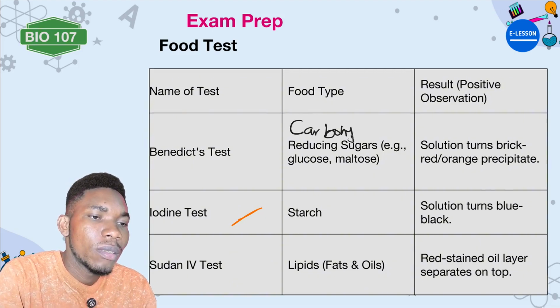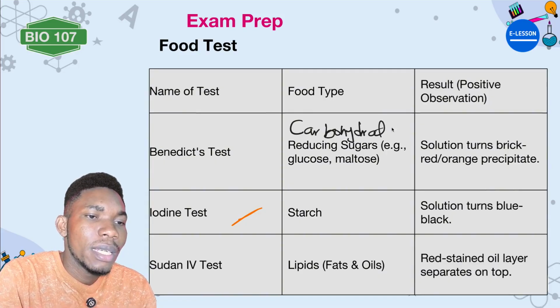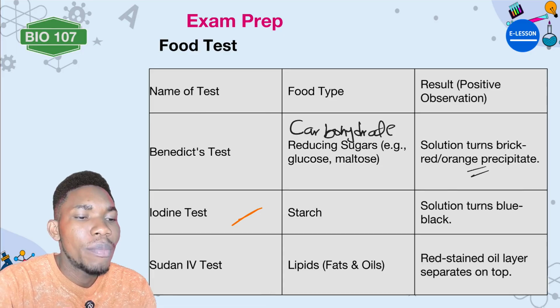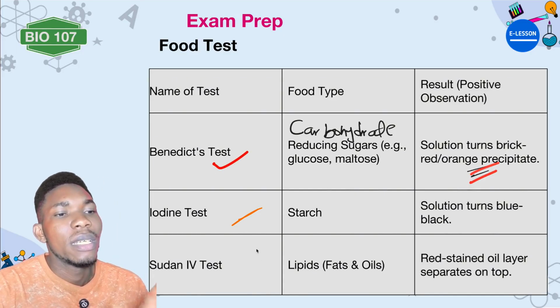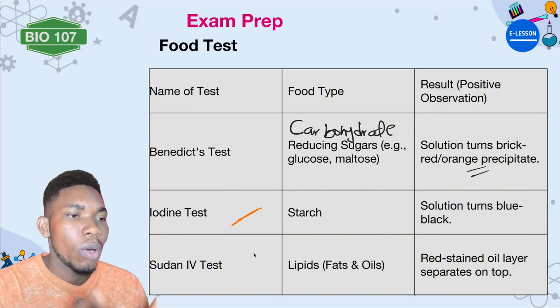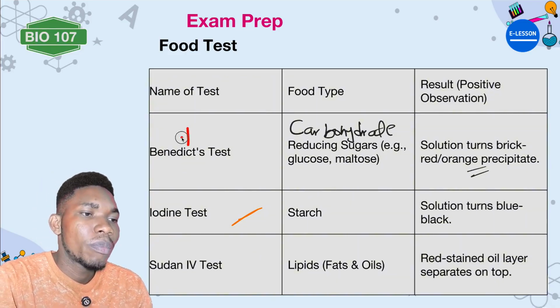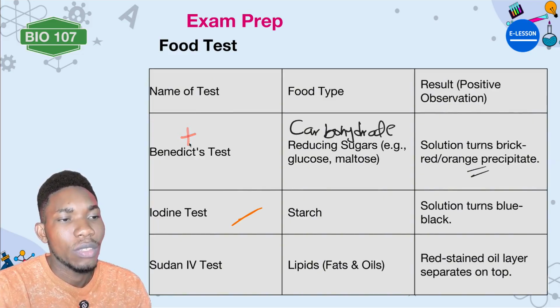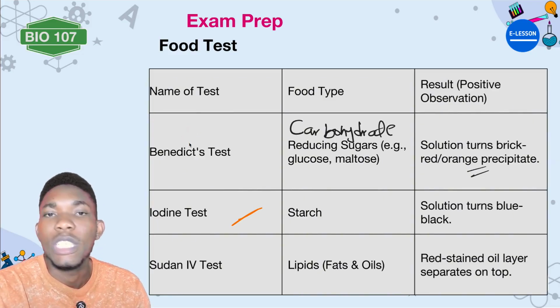Benedict's test for carbohydrates. Now, the solution turns brick red orange precipitate. If you have a brick orange precipitate with Benedict reagent, are you getting it? Then that particular one, it means that that substance is a carbohydrate. I don't want to mention the chemical the Benedict reagent is comprised of, because that one is much more advanced than what you should just know for this particular one.